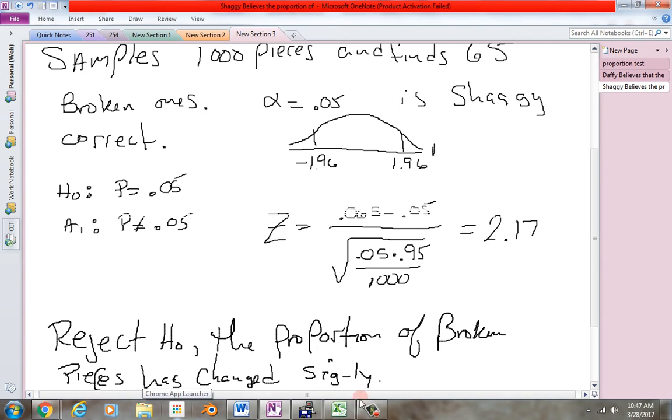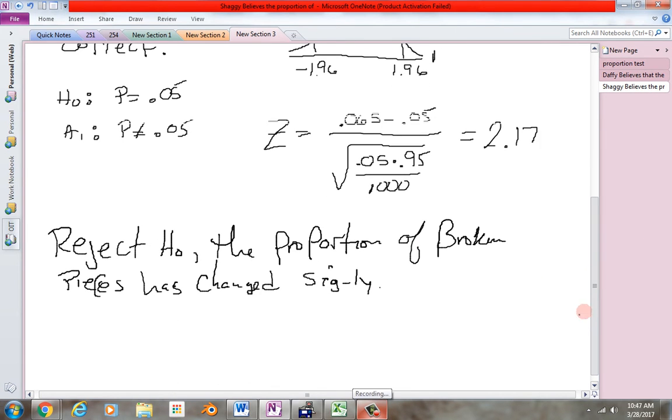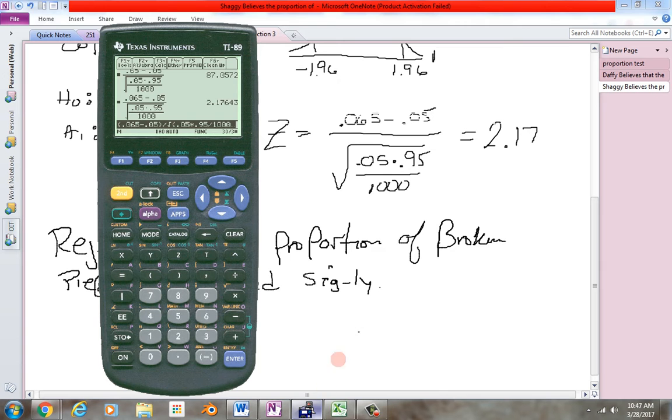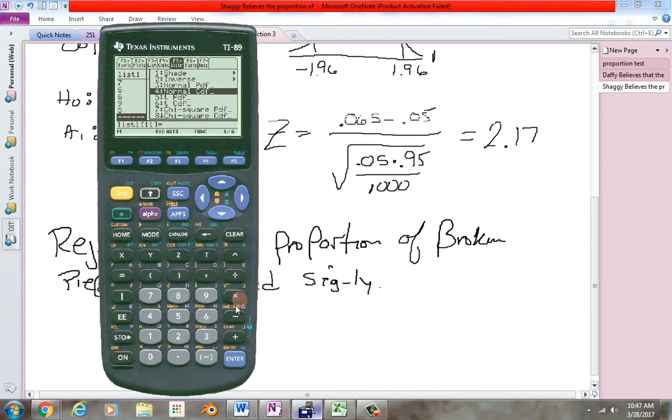That's right. Now, what would the p-value for that be? Okay, well, glad you asked. So I'm going to go into this, and I'm going to see what's up, and I'm going to do it two ways, just for fun. Now remember, F5 for distribution. I want a normal CDF. And I want to go from 2.17 to 1E99. And 0, 1 is right.